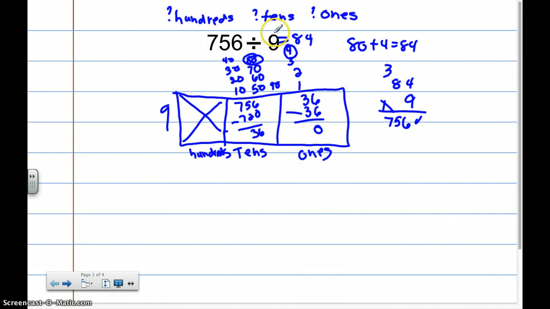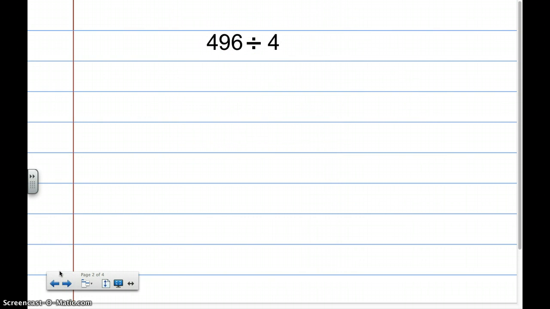So this is my dividend, this is my divisor. If I take my divisor and I multiply it by this, it should give me back to this. It's kind of like a fact family. So that problem, we didn't have any hundreds. This problem, let's see if we are going to have any hundreds. I'm going to move my box down so it doesn't interfere with my problem.